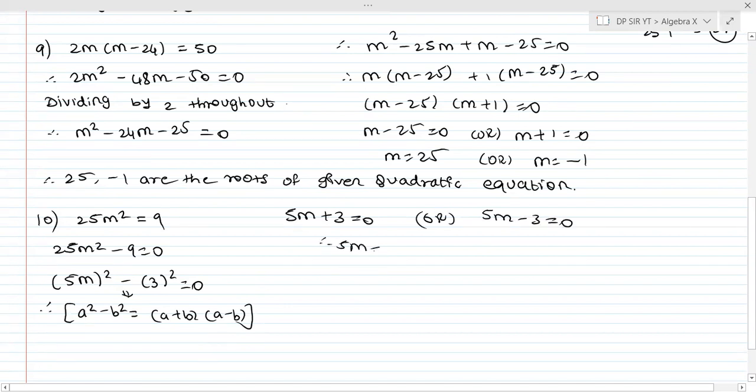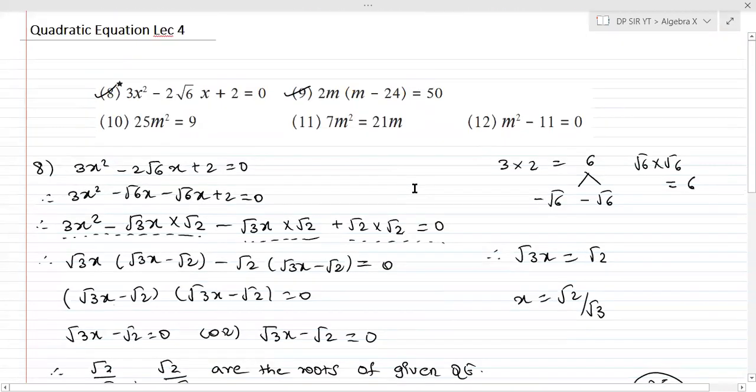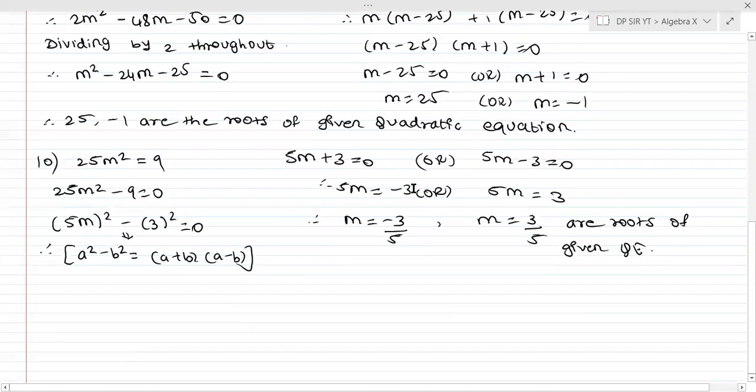Therefore 5m is equal to minus 3 or 5m is equal to 3. Therefore m is equal to minus 3 by 5 or m is equal to 3 by 5. Okay, these are the roots of the given quadratic equation. I hope it makes sense.